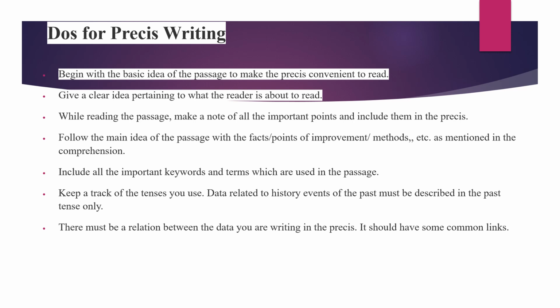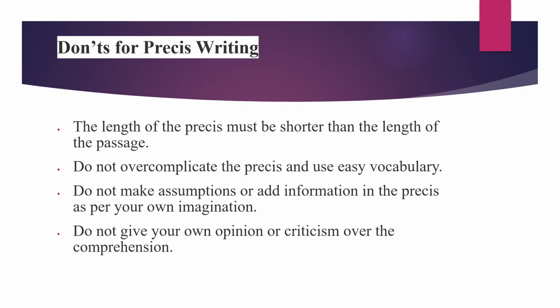Follow the main idea of the passage with the facts, opinions, or you can say the facts, points of improvement, the methods, etc. mentioned in the comprehension or in the passage. Include all the important keywords and terms which are used in the passage. Keep track of the tenses you use, and data related to historical events of the past must be described in the past tense only. So keep in mind in which tense you are writing your precis, and your tense should be similar to the tense of the text. So there must be a relation between the data you're writing in the precis. It should have some common links as well.